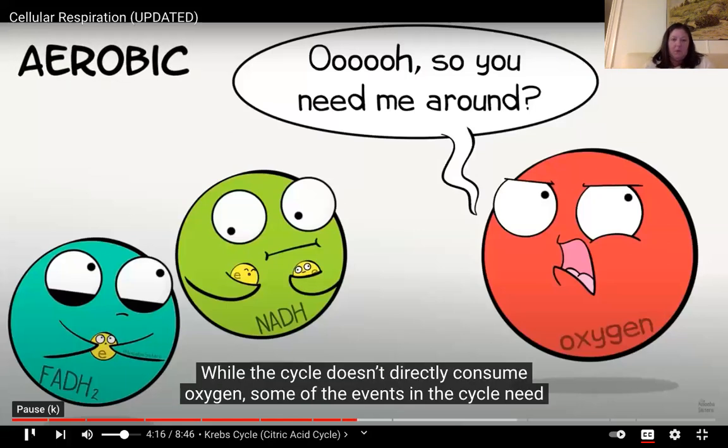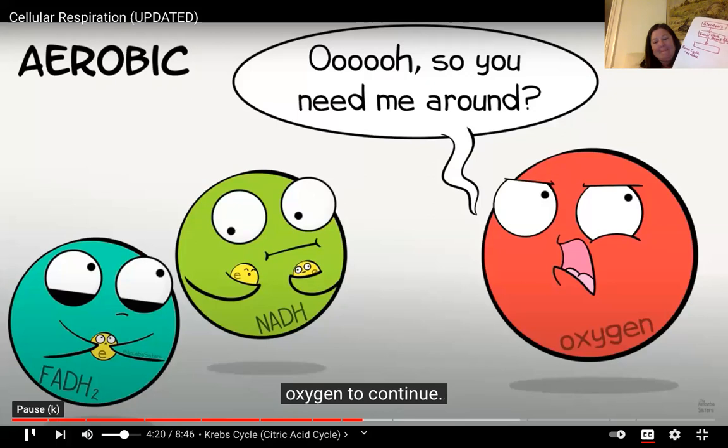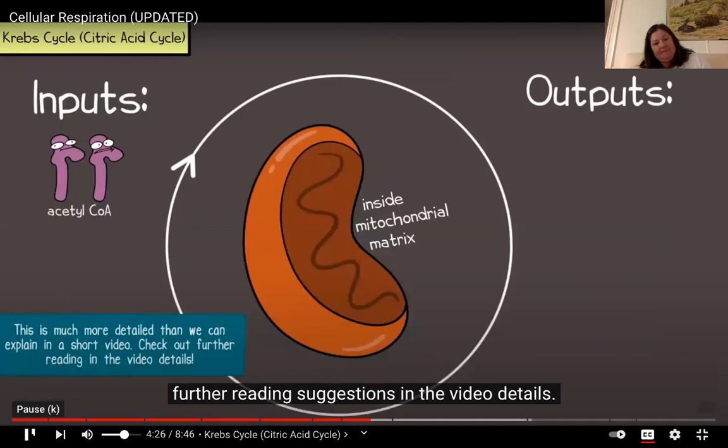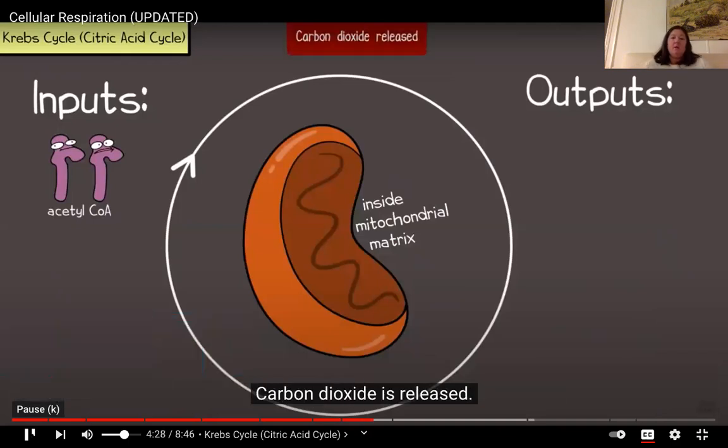While the cycle doesn't directly consume oxygen, I'm going to make notes about it. I'm going to write Krebs cycle. And I'm going to start my notes. It's aerobic, meaning it uses oxygen. Anaerobic means it does not use oxygen. Some of the events in the cycle need oxygen to continue. To learn more about this intricate cycle where the 2 acetyl-CoA will enter, check out the further reading suggestions in the video details. Carbon dioxide is released.